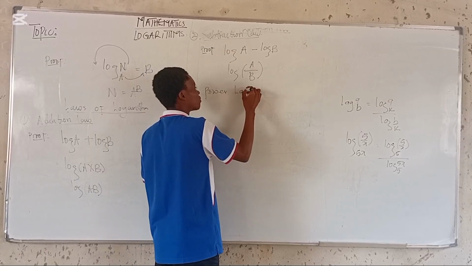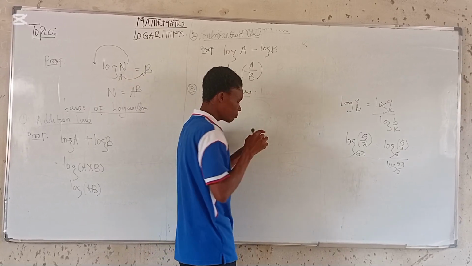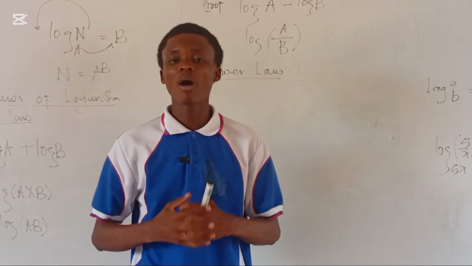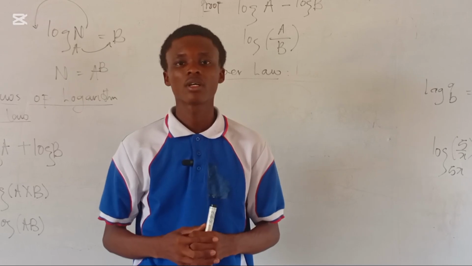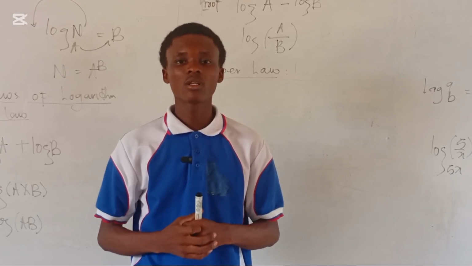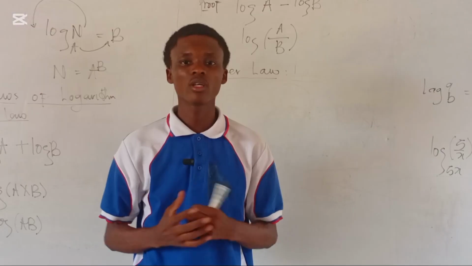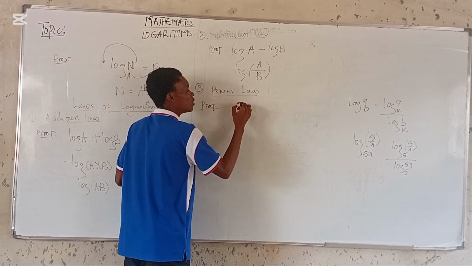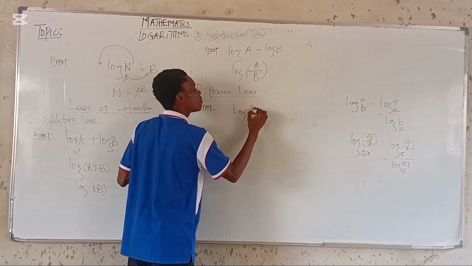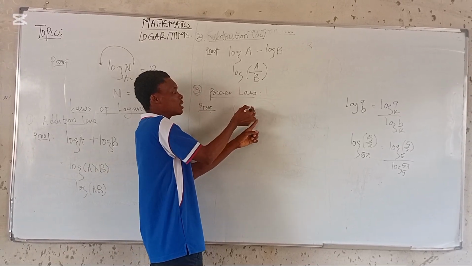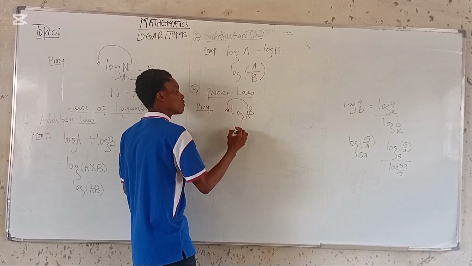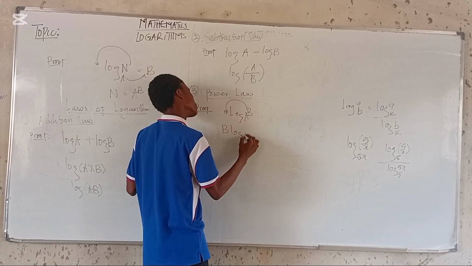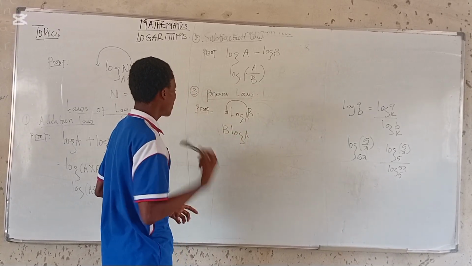The power law states that when the log is raised to a power, the power is used to multiply the log itself. All right, let's go. If we have log a to power b, the log is raised to a power, the power is used to multiply the log itself. So what do we have here? This equals b multiplied by log what? Log a.